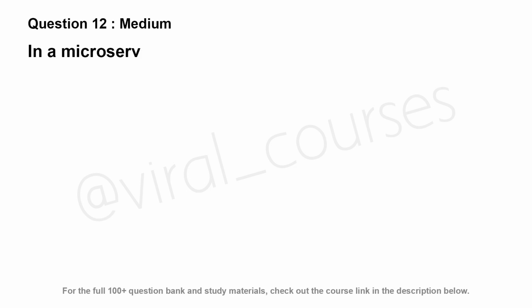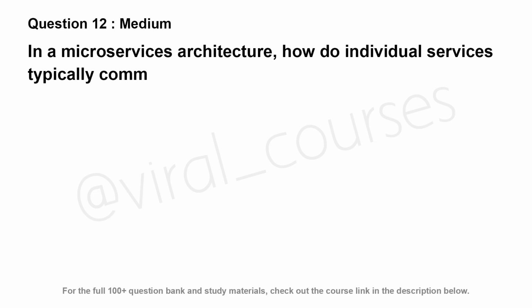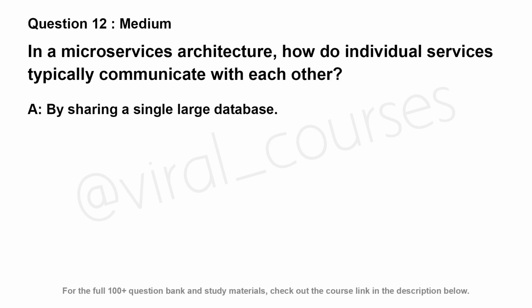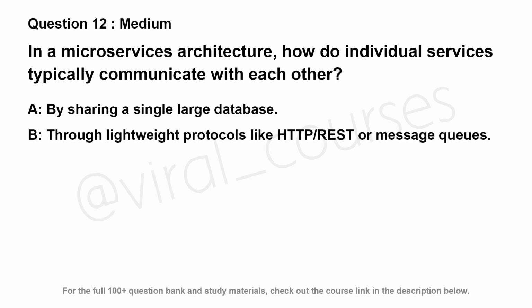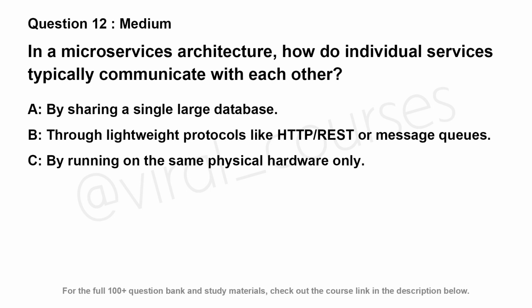In a microservices architecture, how do individual services typically communicate with each other? Option A. By sharing a single large database. Option B. Through lightweight protocols like HTTP, REST or message queues. Option C. By running on the same physical hardware only. Option D. Through direct hardware memory access.